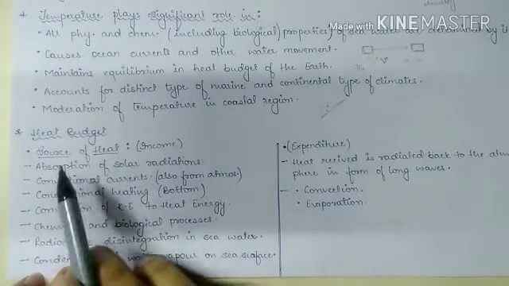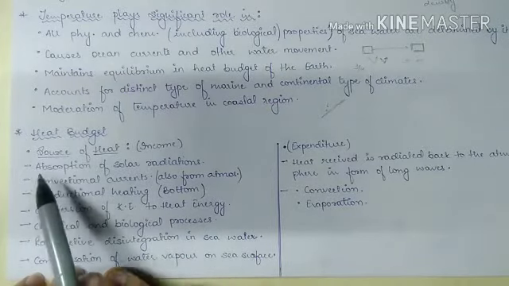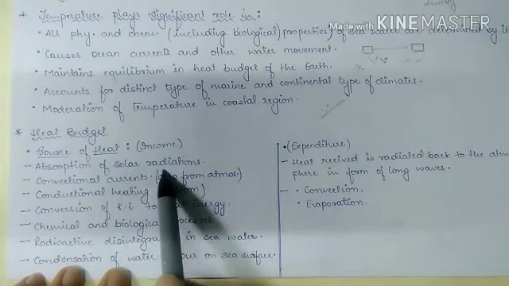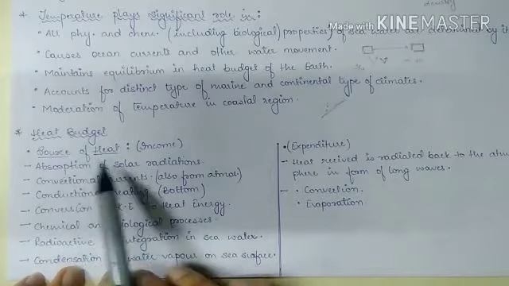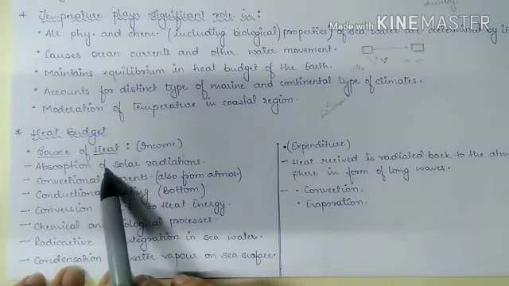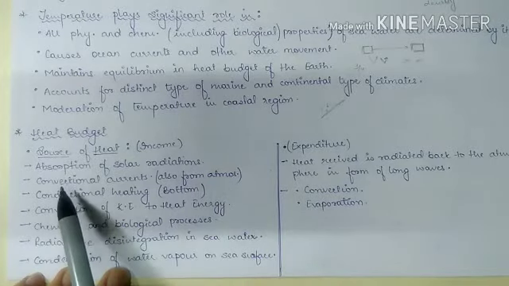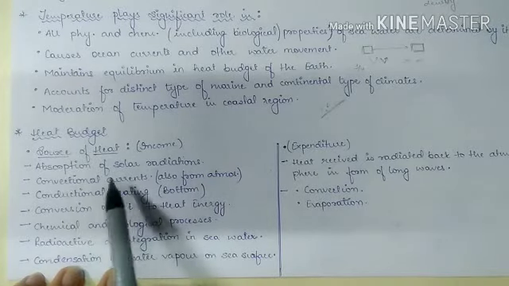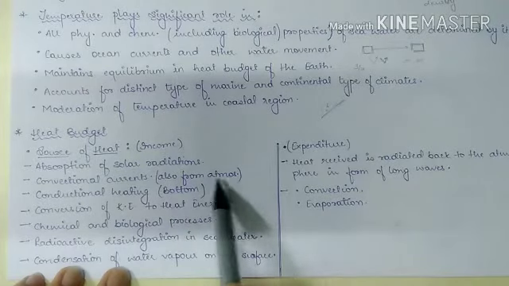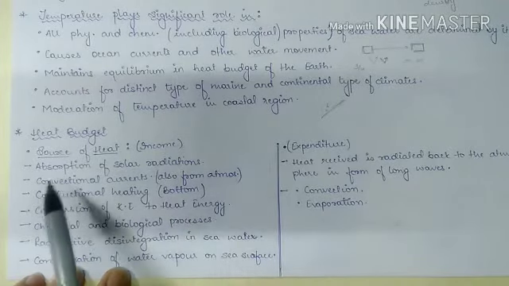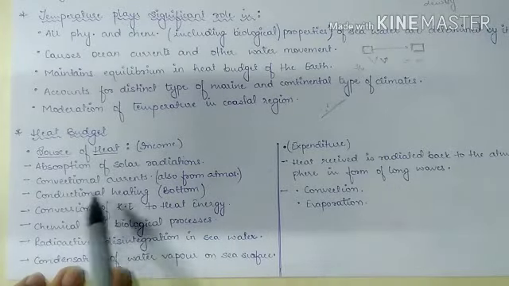First we will look into sources of heat. The main source of heat is absorption of solar radiation. So the solar radiations which come on the earth are directly absorbed by the ocean, and this leads to an increase in temperature of the ocean water. Next is convectional current. The convectional currents that originate in the ocean along with the atmospheric convection are a source of heating of the ocean.